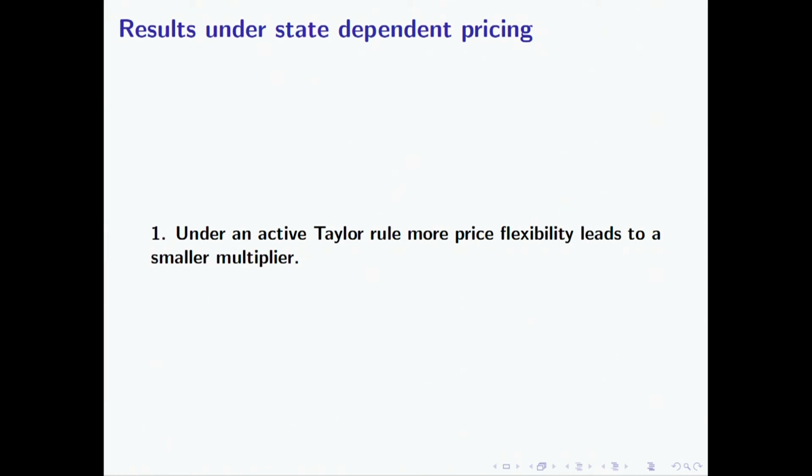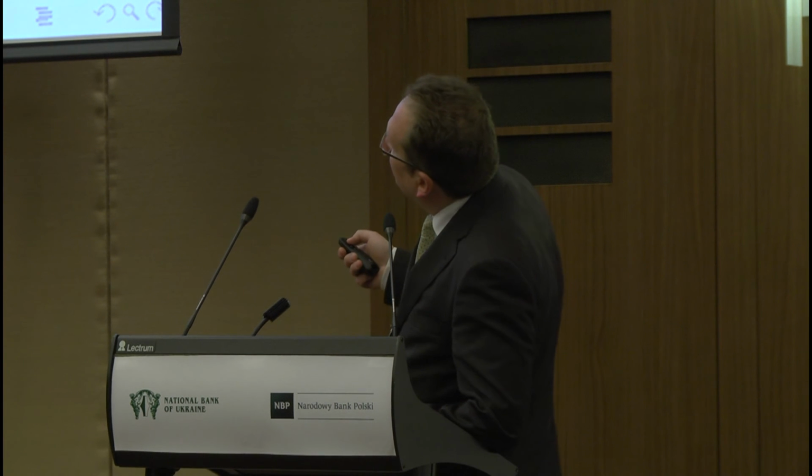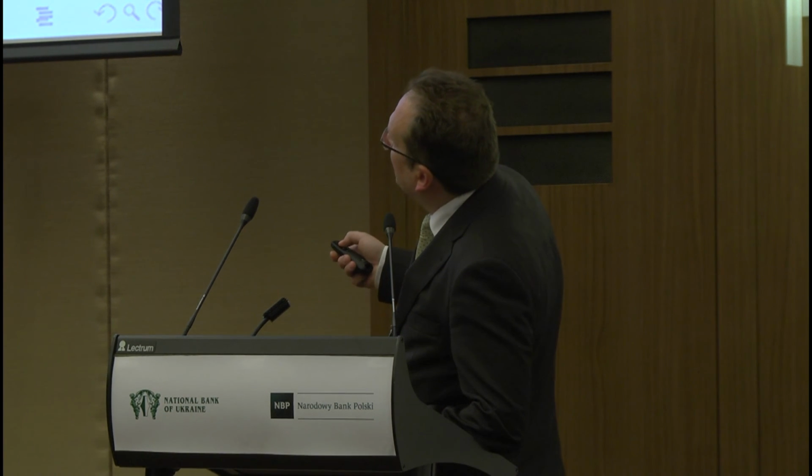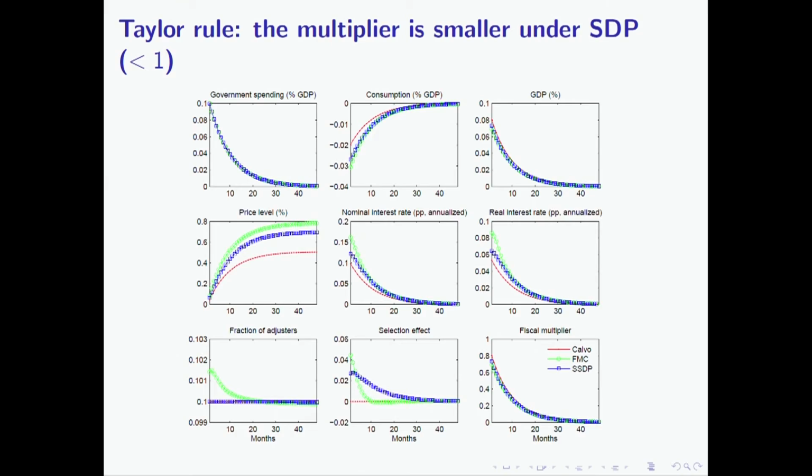So that's the first result. Under an active Taylor rule, more price flexibility leads to a smaller multiplier. It's stabilizing in that sense. Now, when we do this analysis with state-dependent pricing, nothing much changes. Here we have a 0.1% shock to government spending, with persistence of 0.8, I think. Prices start rising in response to this shock. The nominal interest rate, however, increases by more than 1-to-1 with inflation, which means that the real interest rate rises. And because the real interest rate rises, consumption drops. And that happens across the three models.